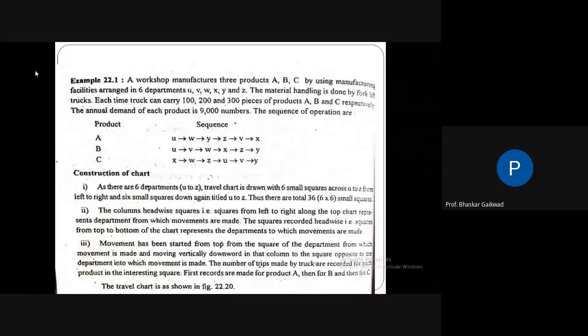Up till now we have gone through the operation process charts, with two or three operations, in which only operation and inspection points are there. After that, we went through the flow process charts, multiple activity charts. Then we came to the flow diagrams, string diagrams, and this is one more chart, the travel chart. Before going deep into it, you can see this travel chart.